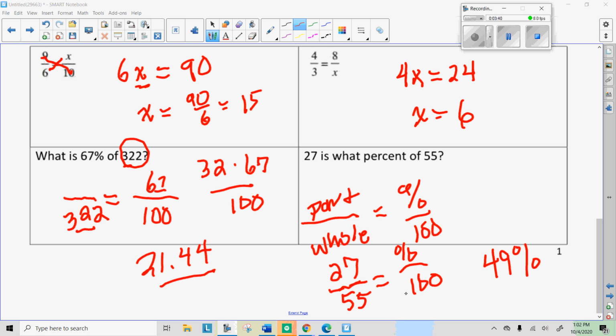All right, so if you set that up right, since it's out of 55, that would be your whole. 27 is not the percent, so it must be the part, so that goes on top of the 55. And so you're looking for a percent, and you can tell that because it says what is the percent of 55. If you set that up and then you do 27 times 100 first, divide that by 55, that gives you 49%.